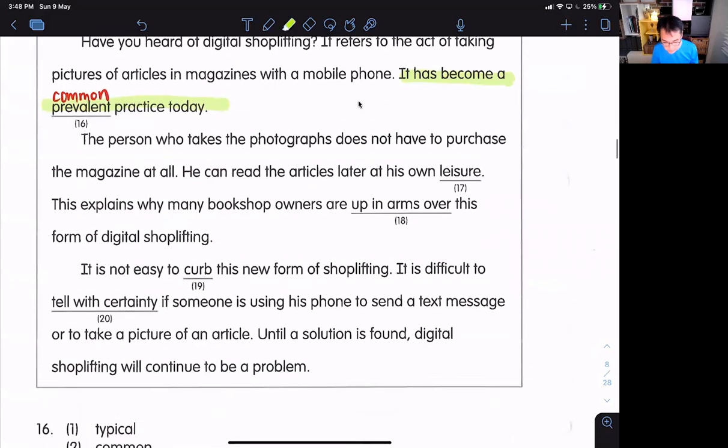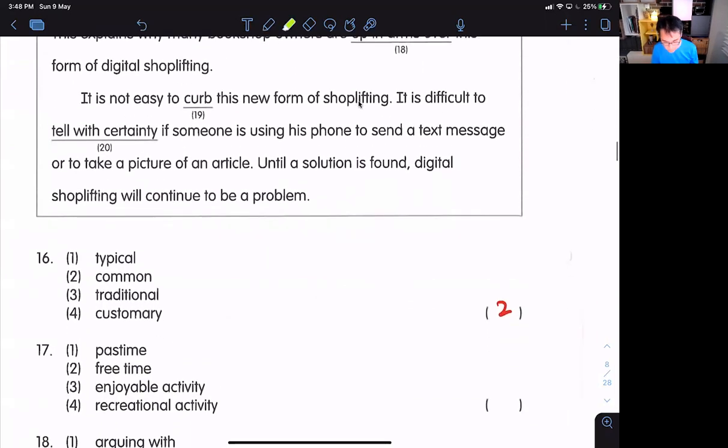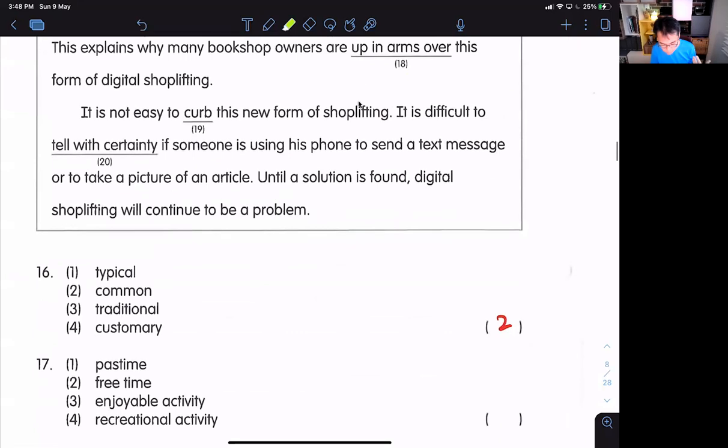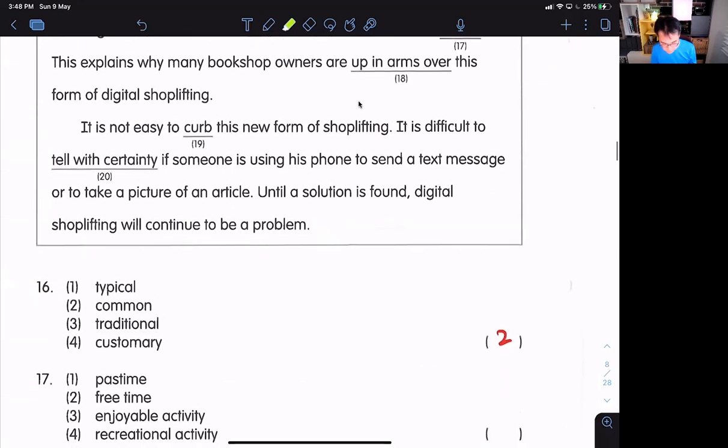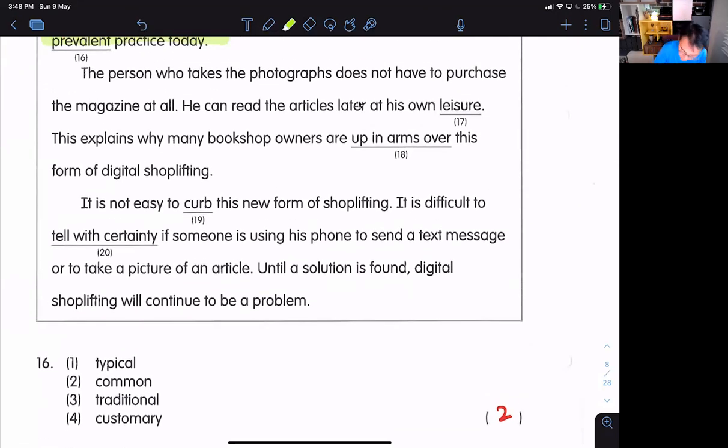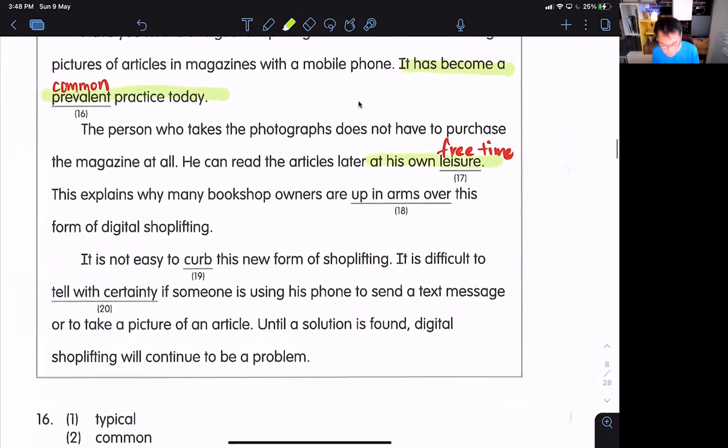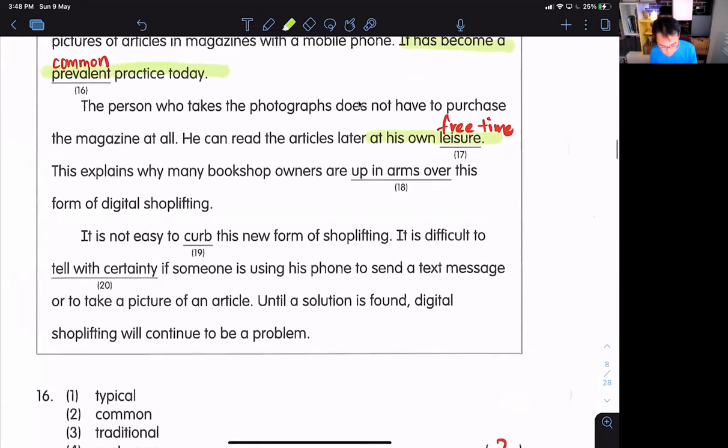Next one, question 17. He can read the articles later at his leisure. So at his own time, he is able to choose to read. So in his free time, all right? So again, he's able to read it in his free time, at his own leisure, right? Refers to in his free time. He's not rushed. He's able to read the article whenever he wants to, right?